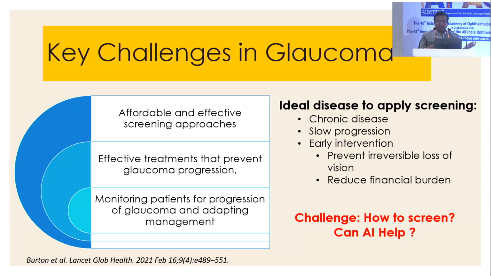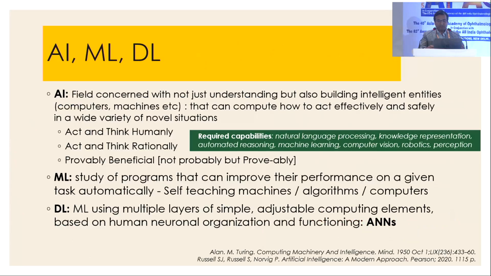And we know from the principles of epidemiology that it is an ideal disease on which screening can be employed. It has a chronic onset, it has slow progression, and we know for sure that early intervention can prevent irreversible loss of vision and financial burden.